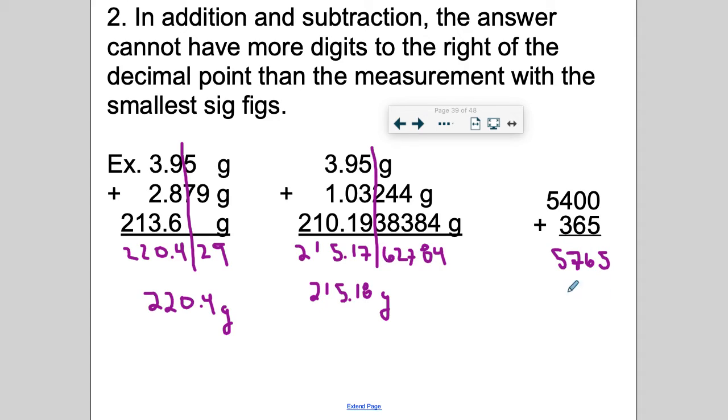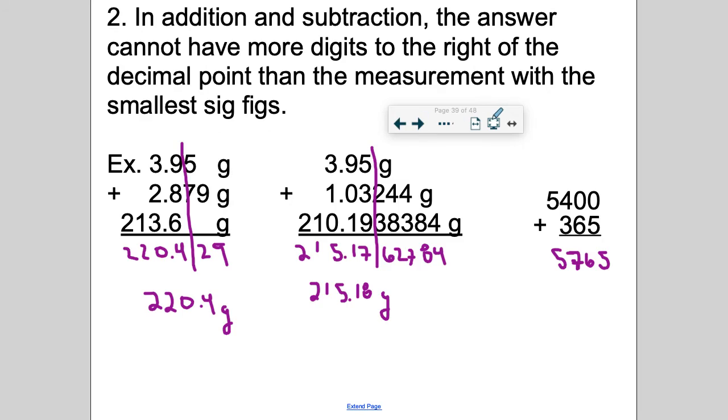So it's a whole thing? Yeah, I think you just leave it. Really? Actually, I don't know. There's no decimal. The answer cannot have more digits to the right of the decimal point than the measurement with the fewest sig figs. Guys, I really don't know. Well, it's either 5,800 or you just leave it. I almost feel like it should be 5,800 because those zeros are not significant. If it had a decimal, it would be. You'd have to count them.